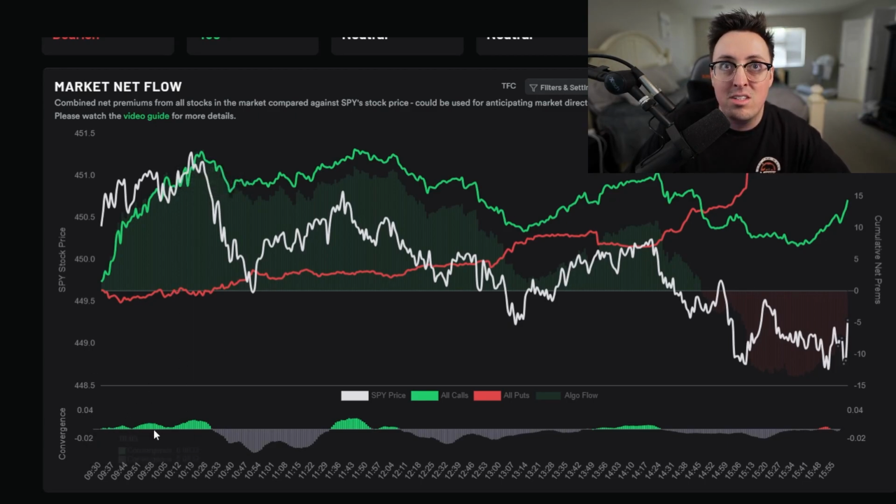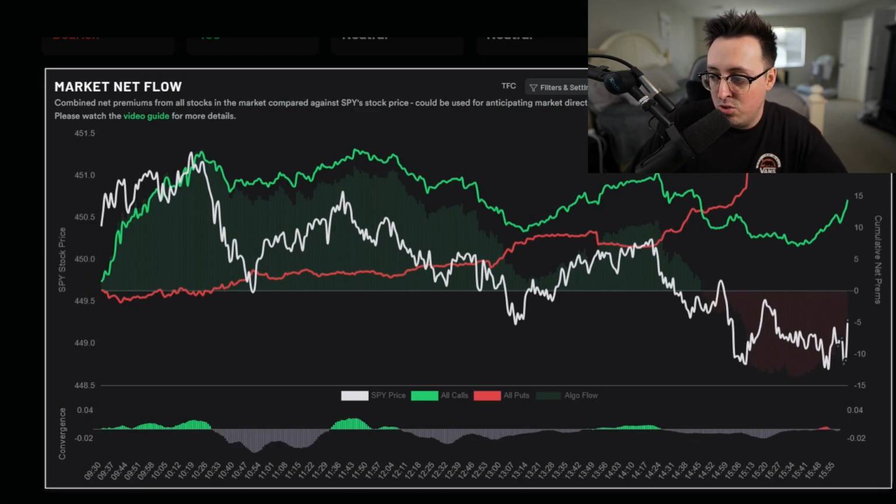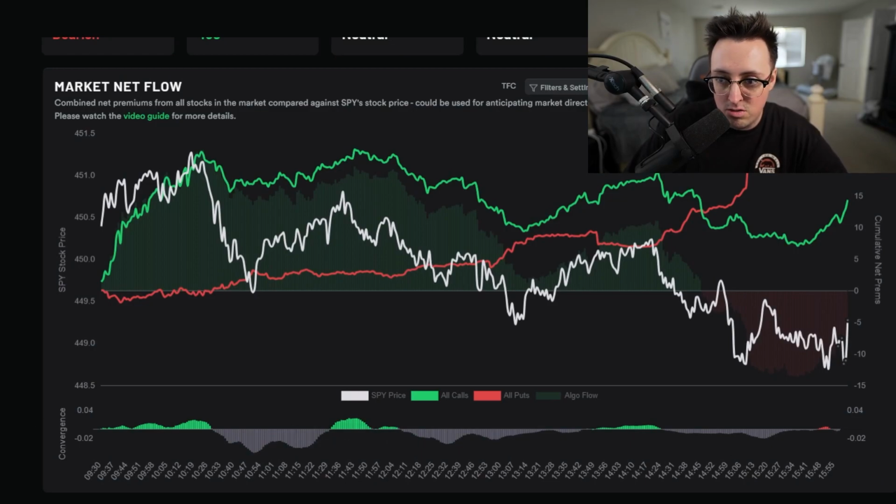But in this case, you can see that green convergence started in the morning, and we chopped a little bit. We did head up from like 450.50 to around 451.25 ish, which is about a 70-cent move. But yeah, and then immediately, right when gray convergence started, that pretty much told you that you should probably get out of your longs.